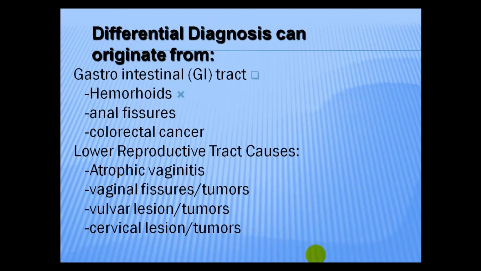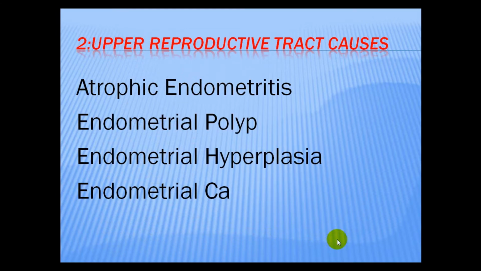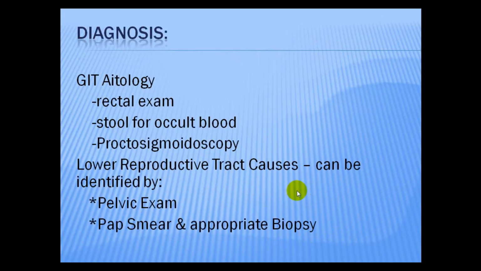Differential diagnosis: the bleeding can originate from the gastrointestinal tract, such as hemorrhoids, anal fissure, or colorectal cancer. Lower reproductive tract causes include atrophic vaginitis, vaginal fissure, tumor, vulval lesion, cervical lesion, or any tumor. Number 2, upper reproductive tract causes include atrophic endometritis, endometrial polyp, endometrial hyperplasia, and CA endometrium.